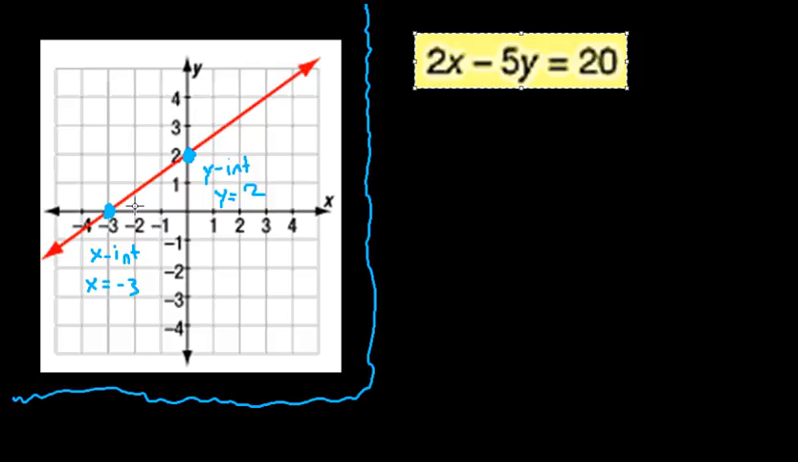Well, to find the x-intercept, it happens where the line crosses the x-axis. So on this last picture, you can see it happens when y equals 0. So to find the x-intercept, you set y to 0 and solve for x.